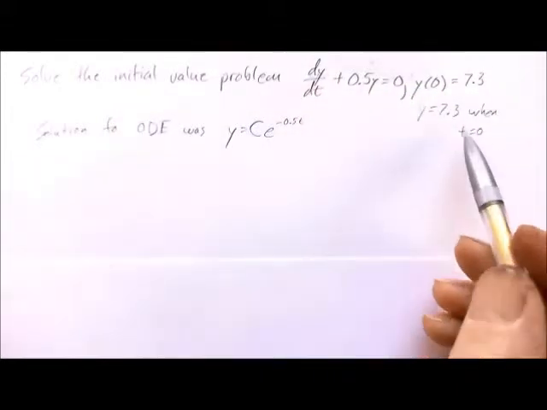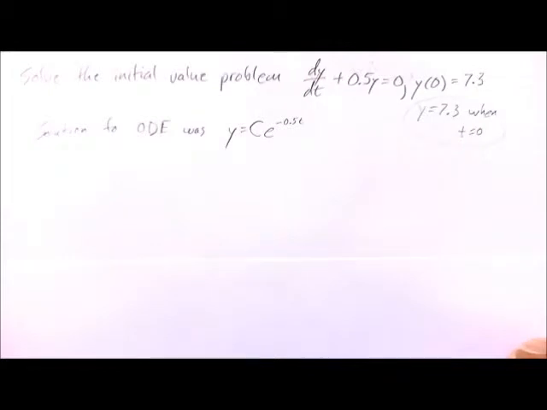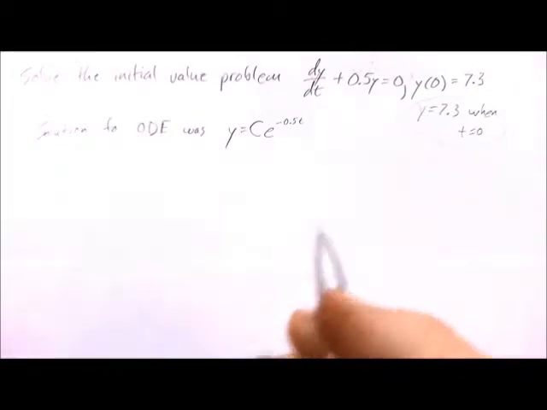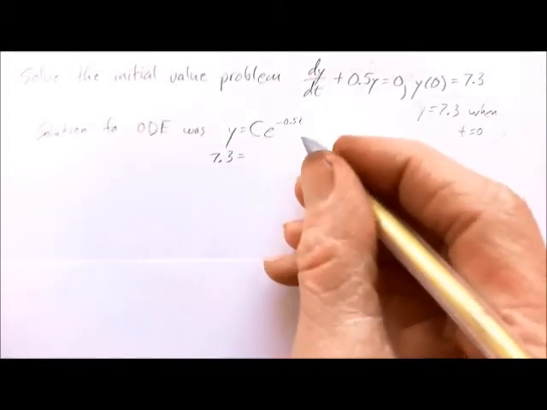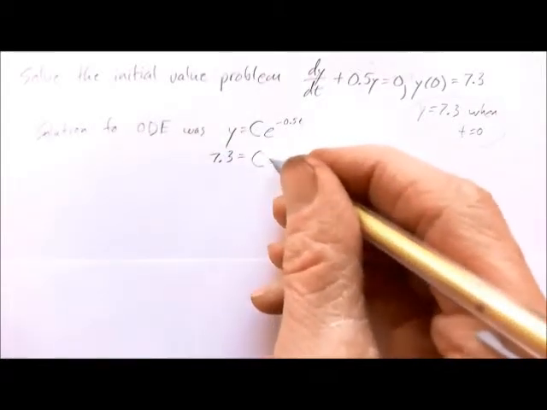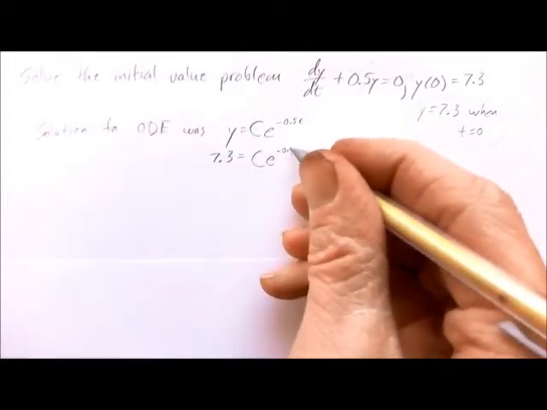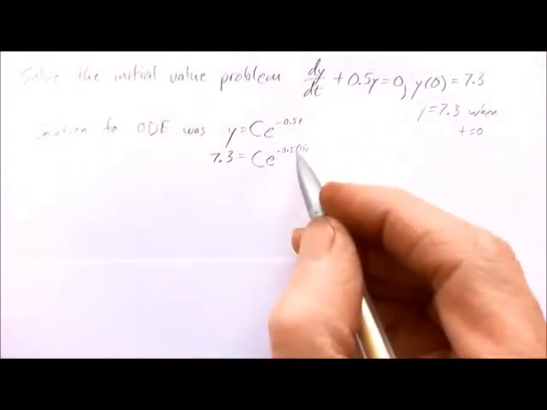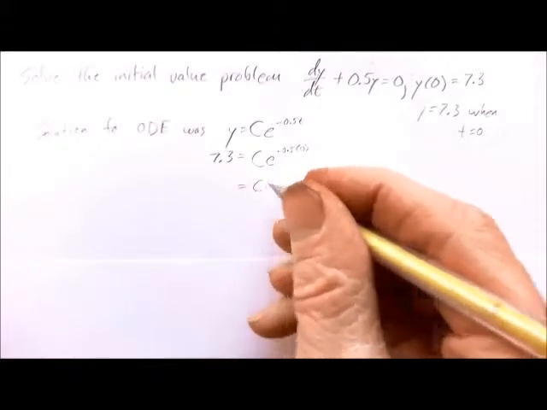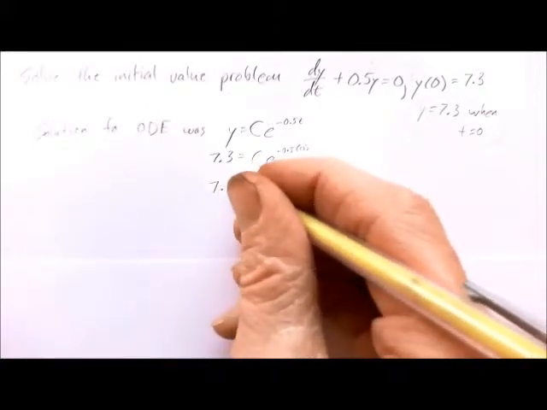And now what we want to do is apply this condition over here, y equals 7.3 when t equals 0. So we just put 7.3 in for y, and we put 0 in for t. So we have c e to the minus 0.5 times 0. So this is e to the 0, which is 1, which means our constant then is just 7.3.